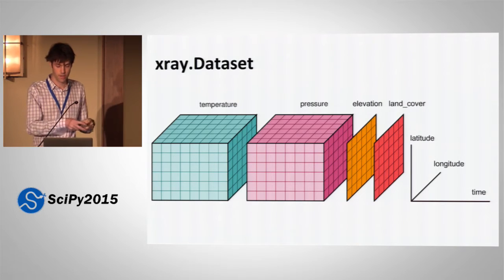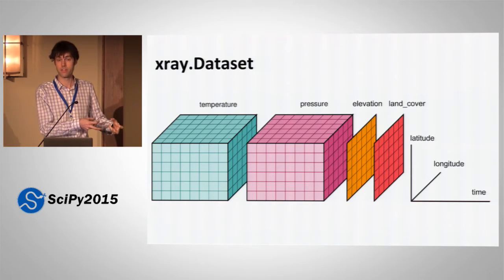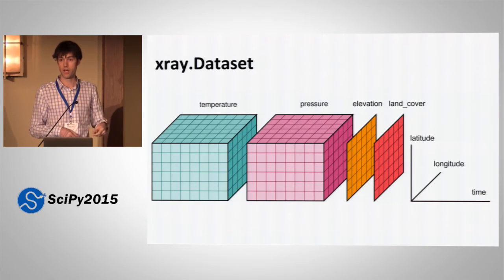Even though all the arrays don't share all the same axes, they share some of the same axes, and they're all aligned along some subset of the three dimensions in space and time.